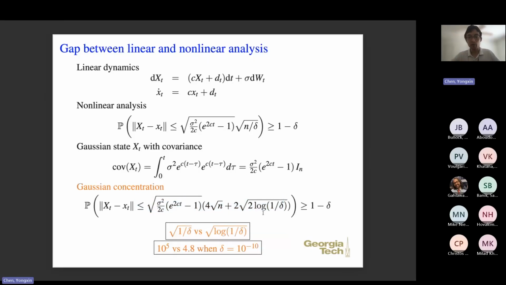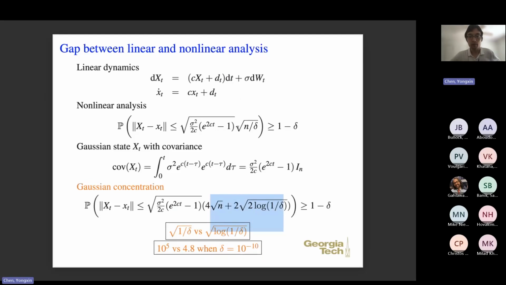Okay, so for instance, you see this radius scales like the square root of 1 over theta. If you just look at this part, it scales like the square root of 1 over theta, whereas this term over here scales like the square root of log 1 over theta. Let's say for aerospace applications, normally you would like theta to be 10 to the power minus 10. Just say you need the system to be safe with this high probability. Then for the linear system, the result is about 4.8. So this radius is about 4.8.